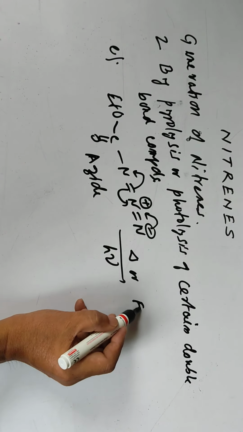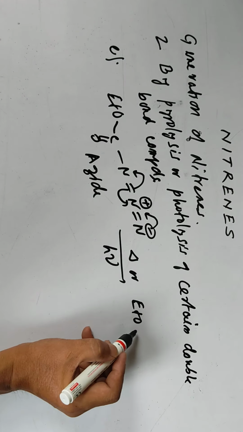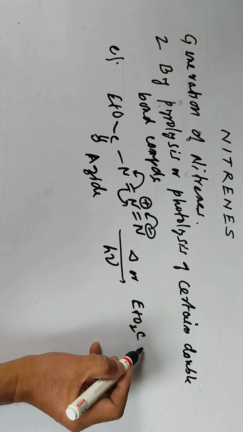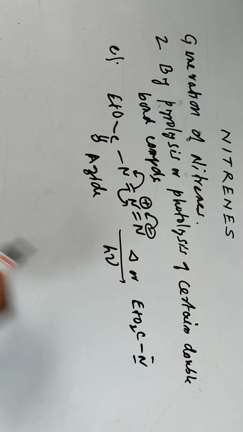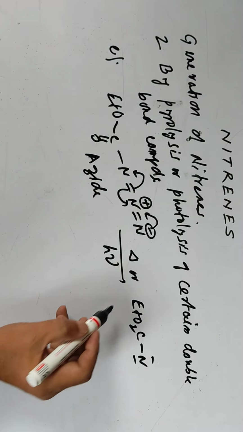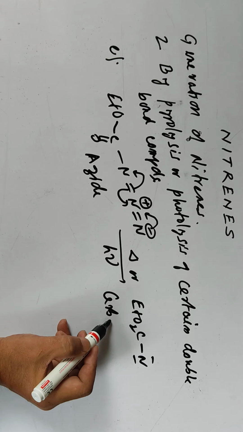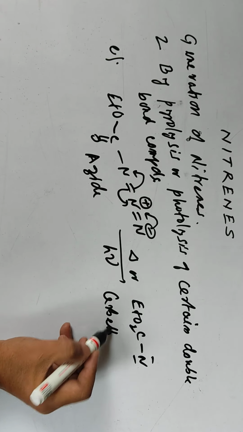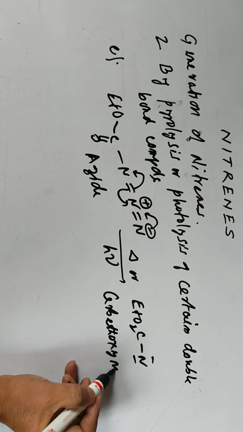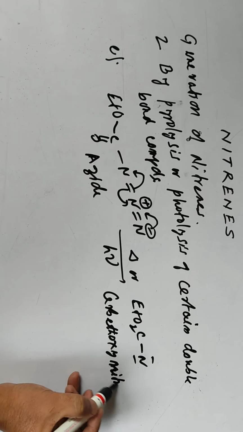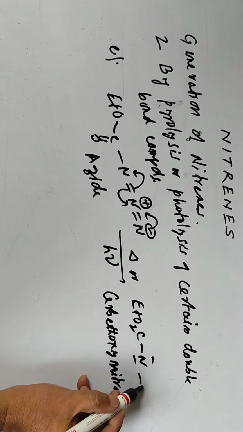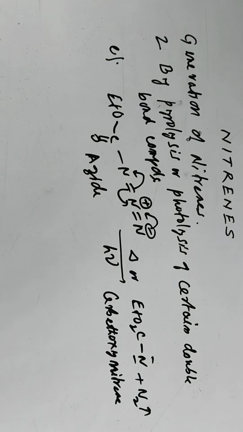Then you can get CO2, then you have this nitrogen, carboethoxy nitrogen. This is a very reactive nitrogen. Then you get plus nitrogen. So this is one way for generation of nitrogens. The second method is by pyrolysis or photolysis of certain double bond compounds.